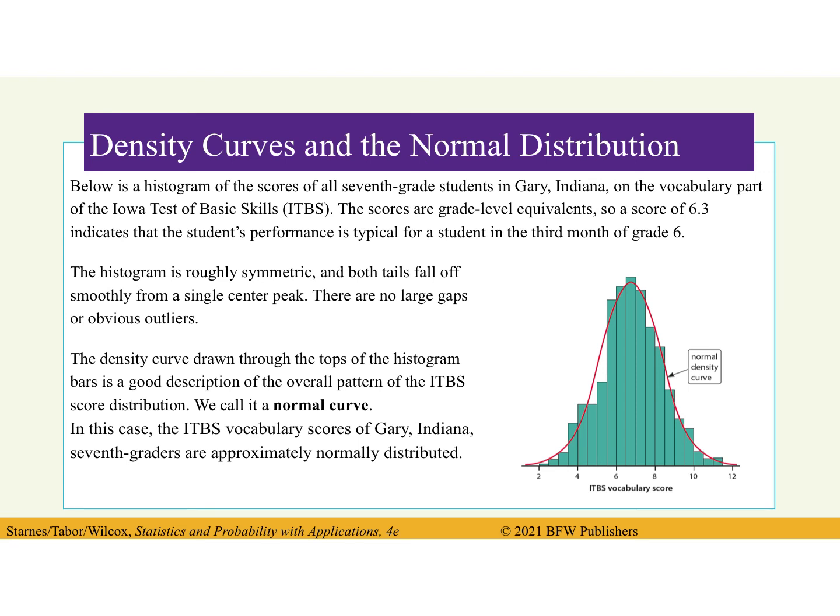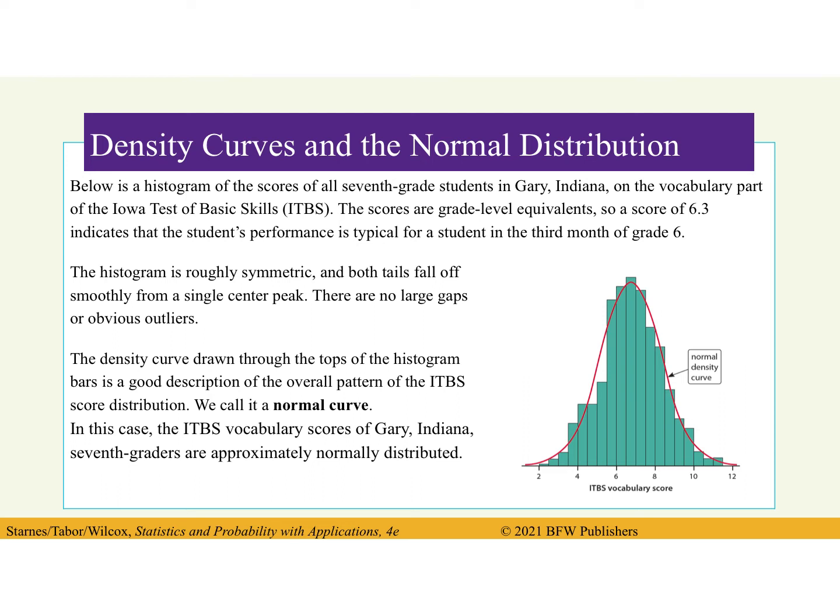Okay, so now we have a histogram of the scores of all 7th grade students in Gary, Indiana on the vocabulary part of the Iowa Basic Skills Test. Why are they taking an Iowa test in Indiana? I don't know. The scores are grade level equivalent, so a score of 6.3 indicates a student's performance is typical for the 3rd month of grade 6.